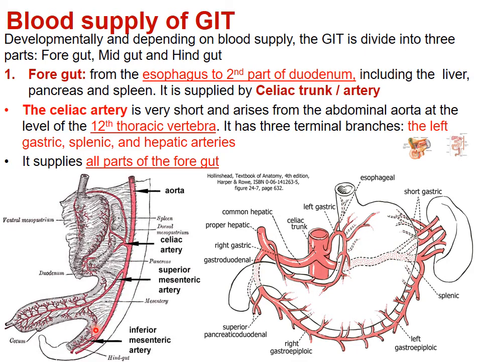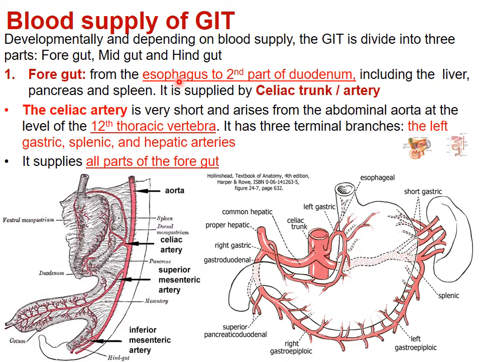And then the distal 1/3 of the transverse colon, and later on the descending colon, sigmoid colon, and rectum, they're all supplied by the inferior mesenteric artery. So come this story with a slide.